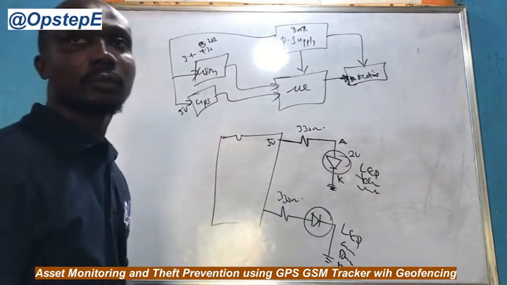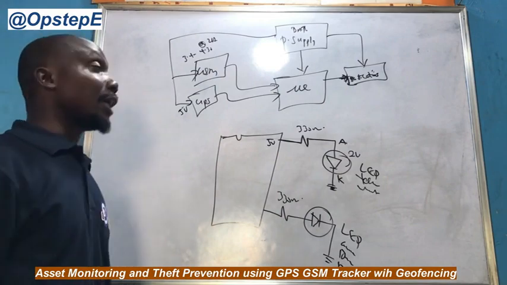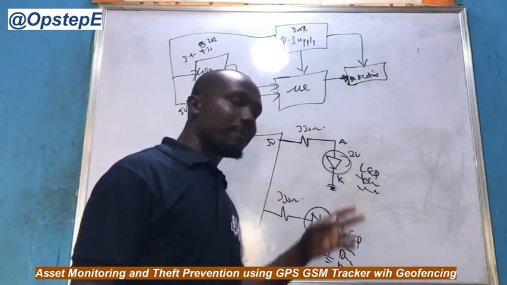What is the essence of these two indicators? Actually, I have two indicators there. One of them, I've mentioned that already.